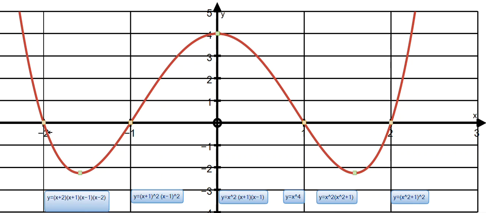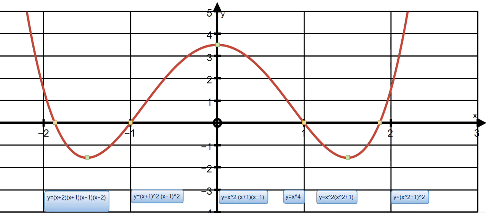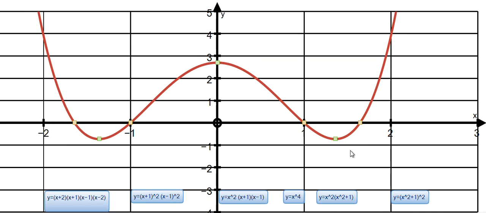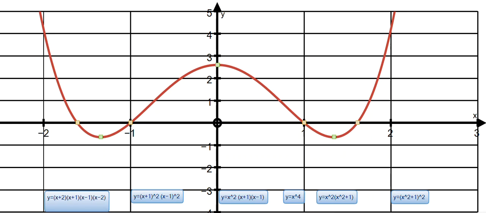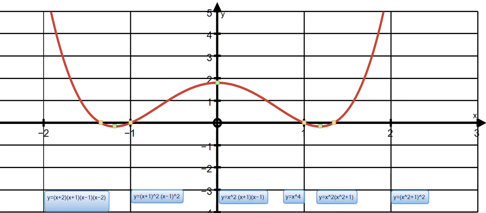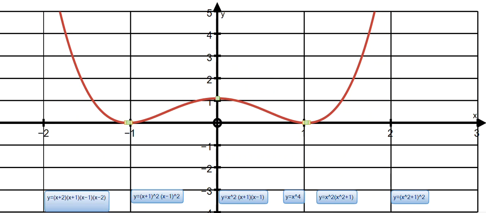Now watch what happens as I move this point to the right and I move this point to the left. Now the curve still has 4 zeros, but these two are getting closer together and these two are getting closer together, and they're going to coincide at +1 and at -1. Like that.